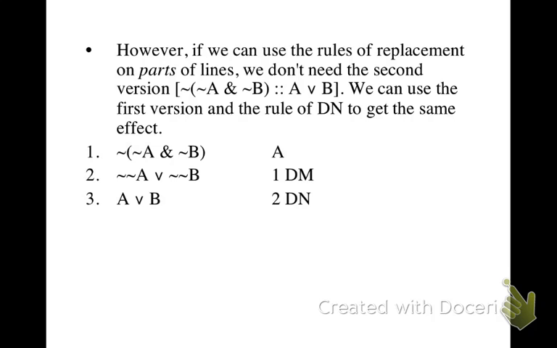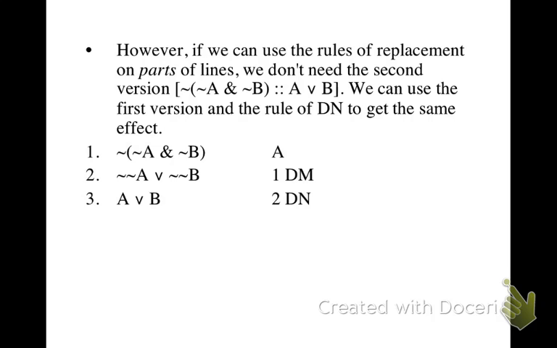Now, it takes you 1 more line in your proof to do this, but it means 1 less rule to memorize. So for me, that's the main upshot of being able to use the rules of replacement on the parts of lines, is that we can get away with fewer rules in our derived rule set. And I think that's helpful because I think there are too many rules in there and too many versions of the same rule, and it's easy to get confused.